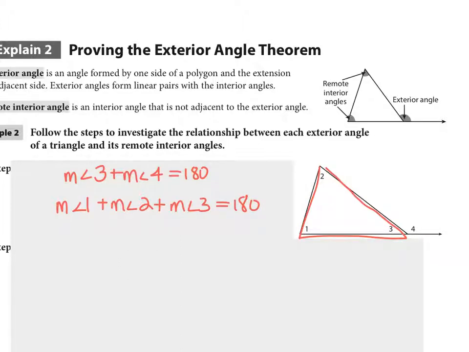So what I want you to see is that the 180 is the same, and the measure of angle 3 is the same, which means the measure of angle 4 on its own must be the same size as the measures of angle 1 and 2 together. Otherwise, mathematically, that doesn't make any sense, right? These equations wouldn't work. So what the remote exterior angle theorem says, so you want to title that, remote exterior angle theorem, says that the sum of the two remote interior angles, the measure of angle 1 plus the measure of angle 2, must be equal to the measure of angle 4.